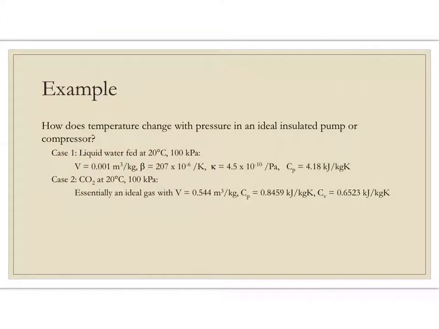Let's look at how we might use these tools to solve a problem. So let's look at how temperature changes with pressure in an ideal insulated pump or compressor. If it is ideal, then we are talking about being reversible, and insulated means Q is 0. Therefore, this path is isentropic. So what we're asked to find here is what is dT/dP for a constant entropy path.